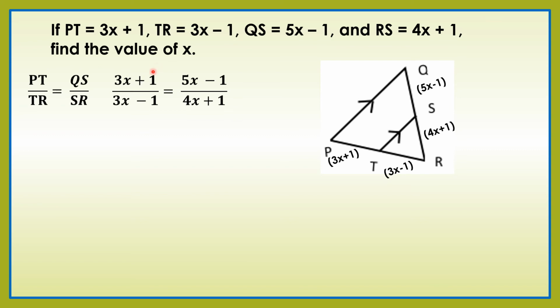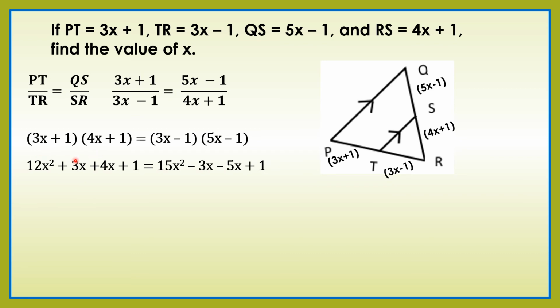Then, cross multiplication, 3x plus 1 times 4x plus 1. And then, yung kabila, 3x minus 1 times 5x minus 1. So, we will have now the quantity of 3x plus 1 times 4x plus 1 is equal to the quantity of 3x minus 1 times 5x minus 1. So, dito sa part na to, pwede tayong gumamit ng FOIL method or distributive properties. So, gagamit ako ng distributive properties. So, isa-isahin natin.